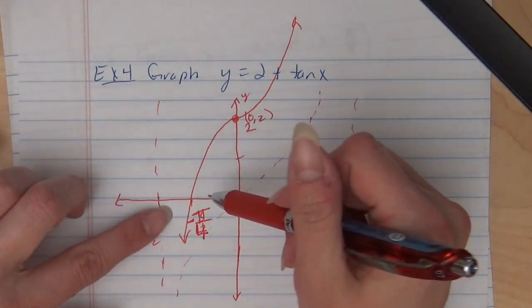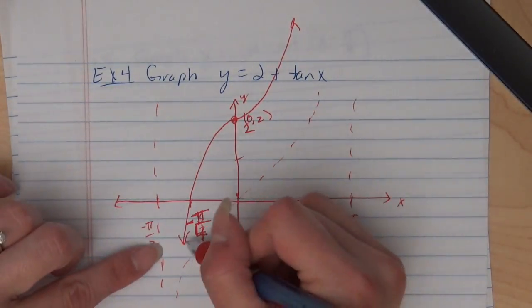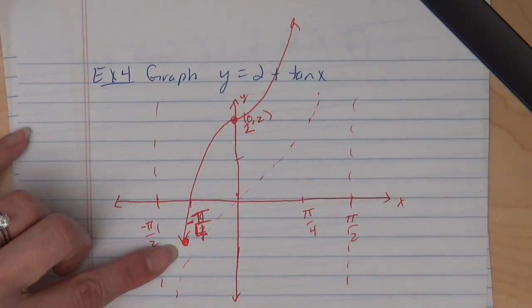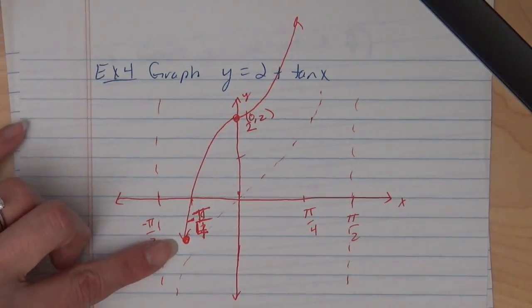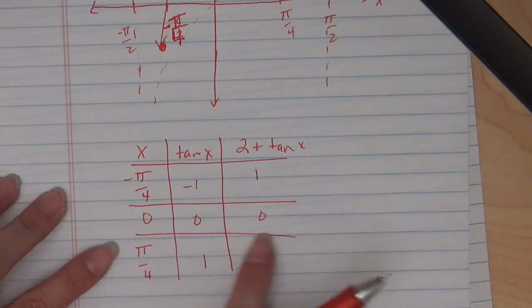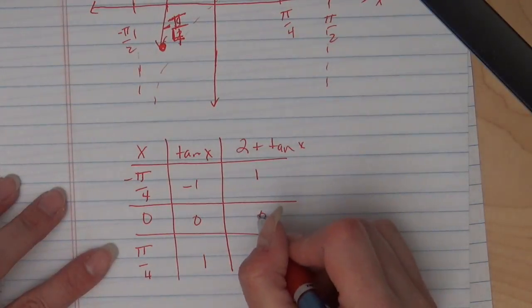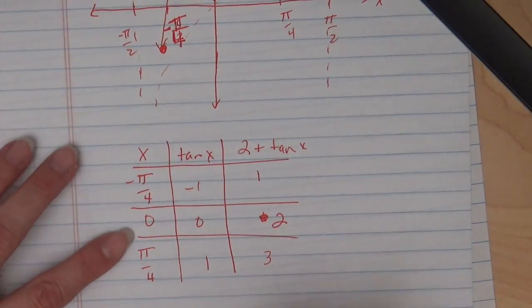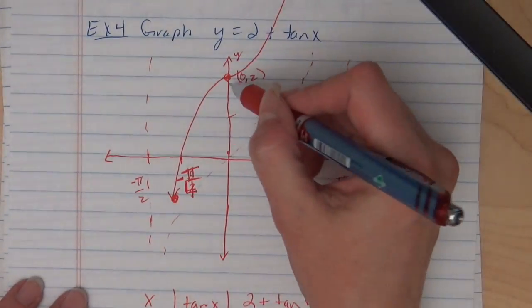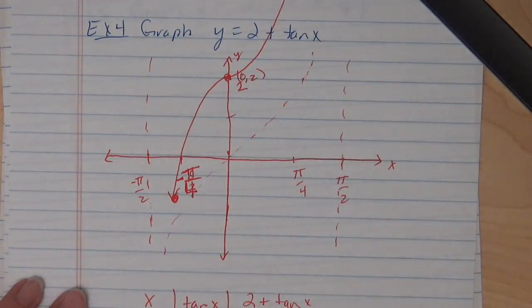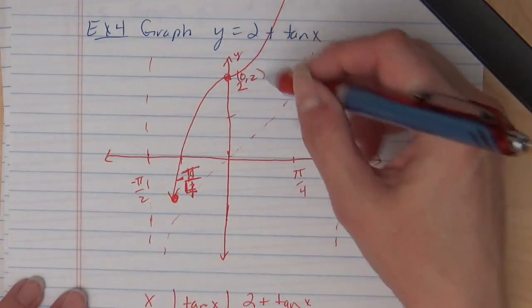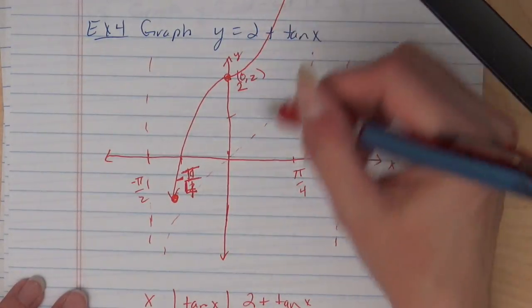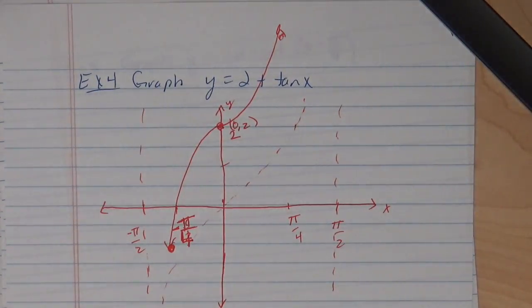Negative pi over 4 would be at negative 1 on the y-axis, so right around here. And then we've got, oh, I'm sorry, I goofed up. That should be a 2. Okay, so x equal to 0, y is equal to 2. And when x equals pi over 4, y is equal to 3. So this would be up here somewhere. And that's example 4.